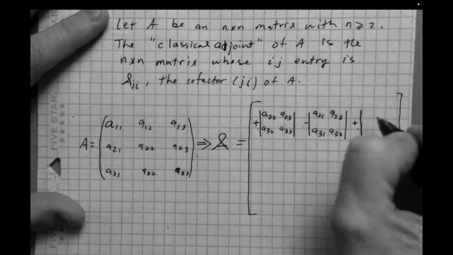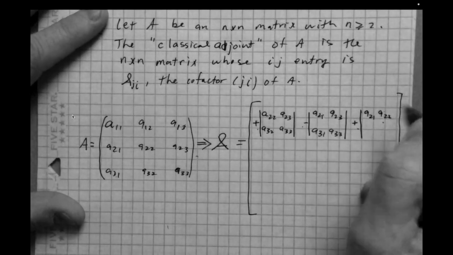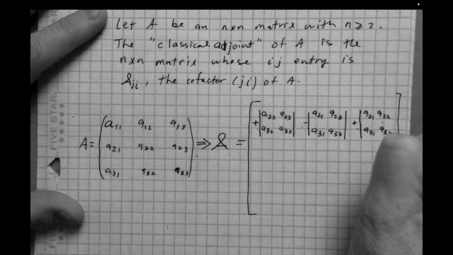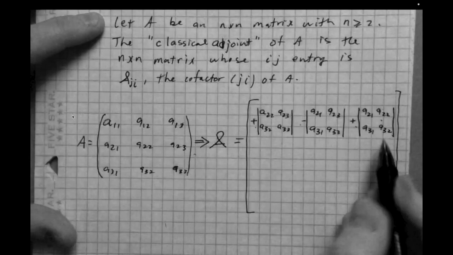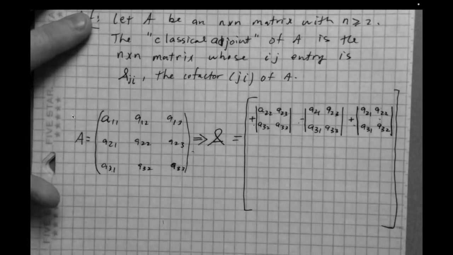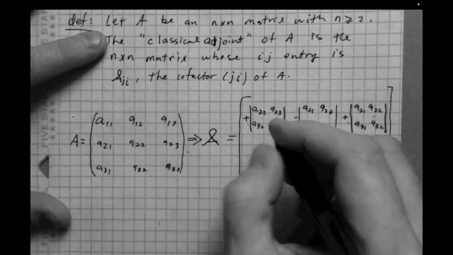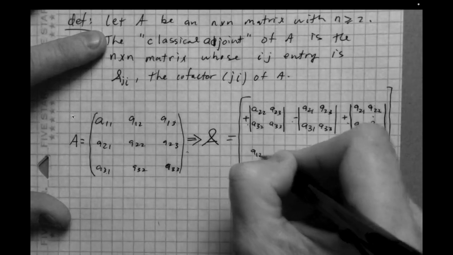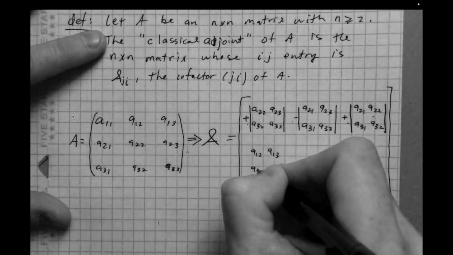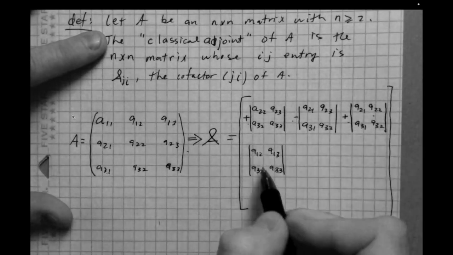And so it'll be A21, A22, A31, A32. Again, these are the determinants. So these are real numbers, right? I'm just showing you the structure here. Okay, and then let's fill in the rest here. I'll just do it quickly. A12, A13, A32, A33.